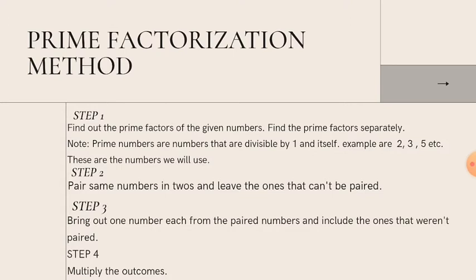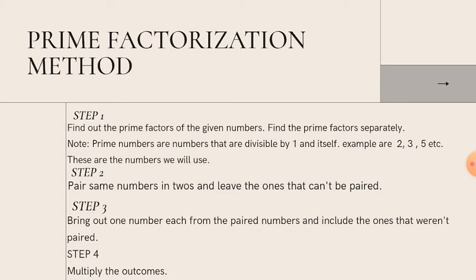Now, let's look at the first method, which is the prime factorization method. Step 1. Find out the prime factors of the given numbers. Find the prime factors separately. Now note, prime numbers are numbers that are divisible by 1 and itself. Examples are 2, 3, 5. These are the numbers we are going to be using in dividing. We are going to be dividing with prime numbers only to find our prime factors. So these are the numbers we are going to be using to divide.